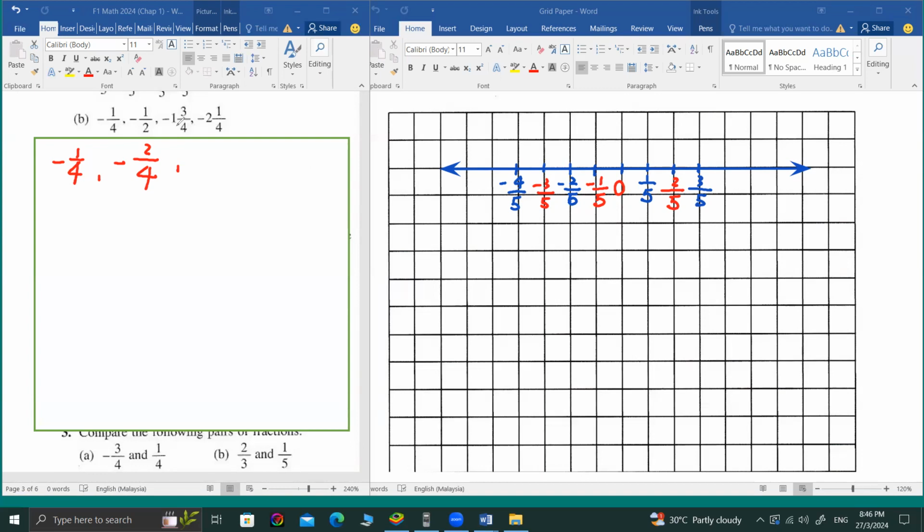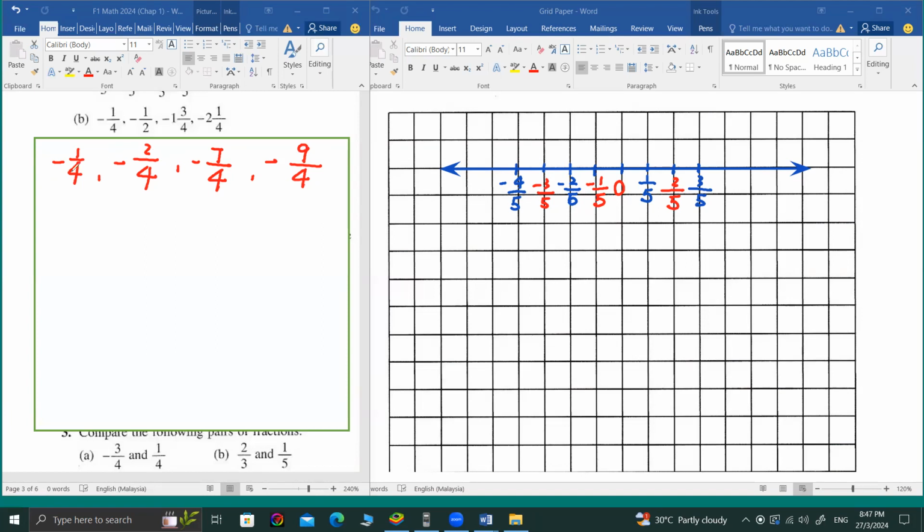4 over 14. 4 over 14 plus 3, 7. You can do this one to show your solution. 4 over 28 plus 1, 9. So can you see all with the same denominator already? So which one is the smallest? Which one is the smallest? This is the smallest. Getting this one. So this is the smallest. Second smaller.